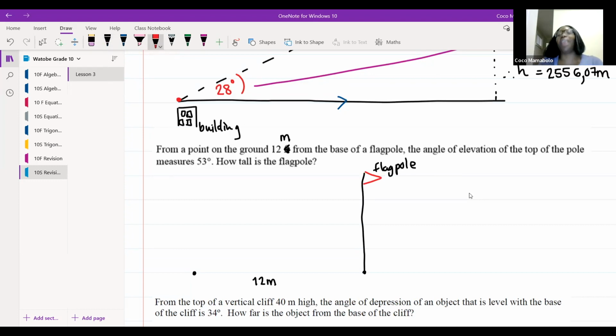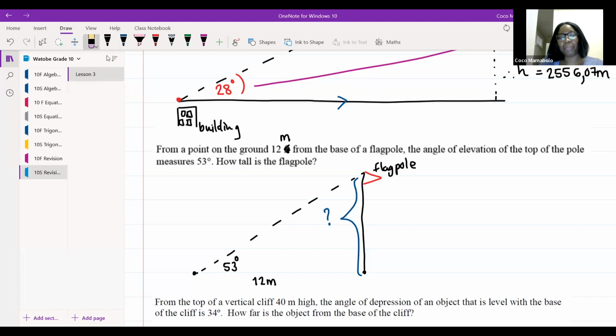Now it says the angle of elevation of the top of the pole is 53 degrees. How tall is the flagpole? So they want to know how tall our flagpole is. How tall are you?